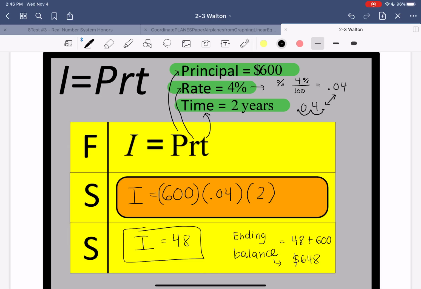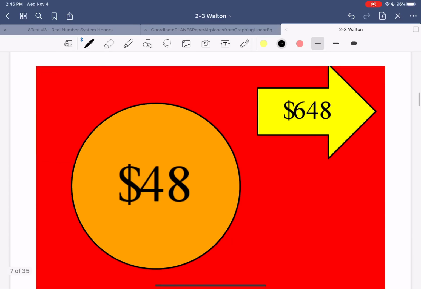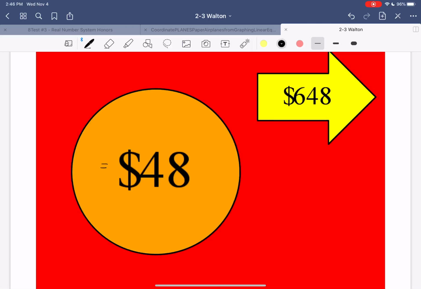So we're going to try. As we look at this next slide, it will show us our two answers. So again, this was our interest earned, and then this here is your ending balance or your total. Okay, so I'm going to ask you to solve for both of these as we go through.